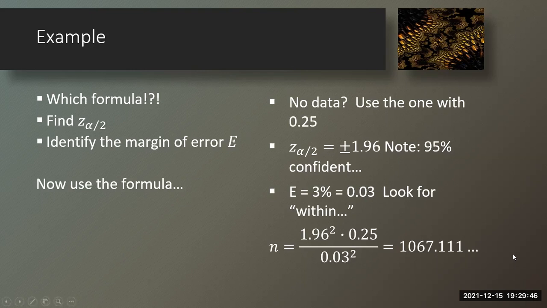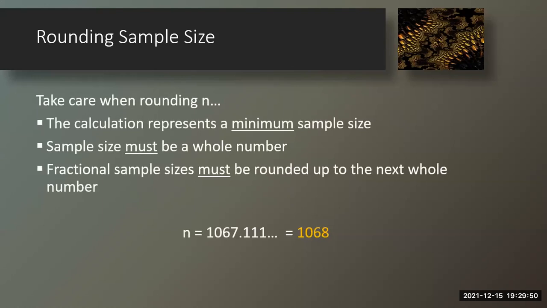Now, in addition to everything else going on here, there was a tricky rounding rule when it came to sample size. It calculates a minimum size and it must be a whole number. So fractional sizes must be rounded up to the next whole number. So if I was studying traffic stops, 3% margin of error, and I wanted to be 95% confident in my outcome or my interval, I'd be looking for at least 1,068 people.